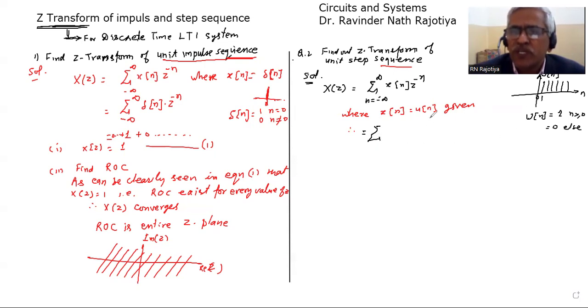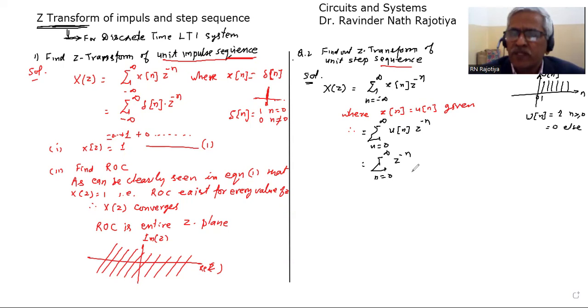It is only positive sided, so I can put n equal to 0 to infinity. The signal is one sided, so for x of n I can write u of n into z power of minus n, and in the positive range the value of u of n is equal to 1. So I don't need to write this as 1. Still, if you need to, you can, but let me skip that because I know u of n is equal to 1. So this is equal to the summation for n equal to 0 to infinity of z power of minus n.